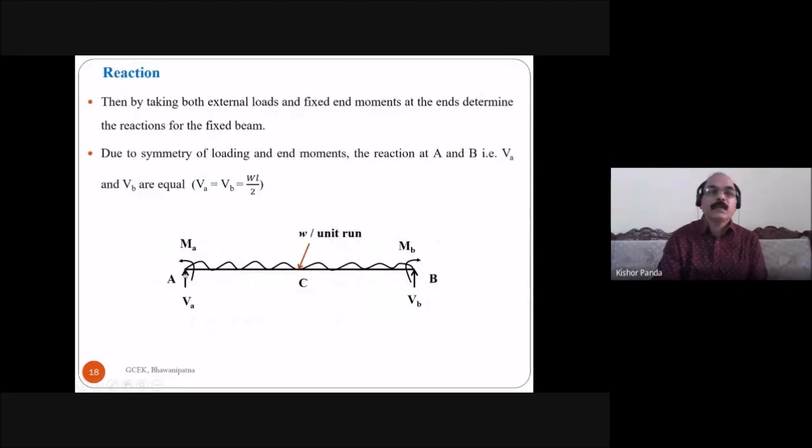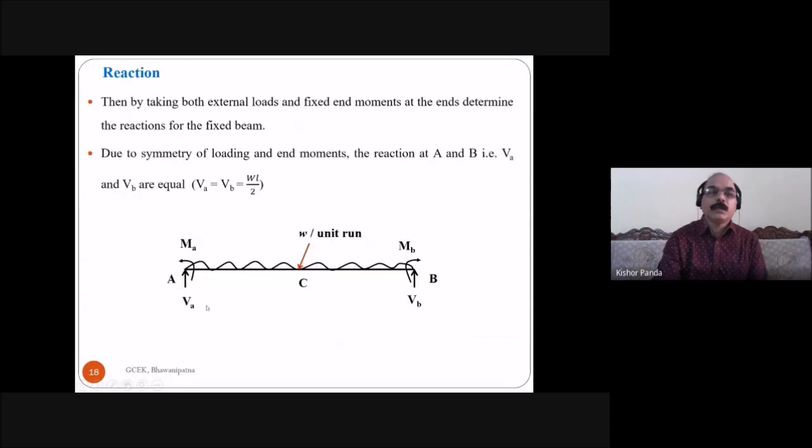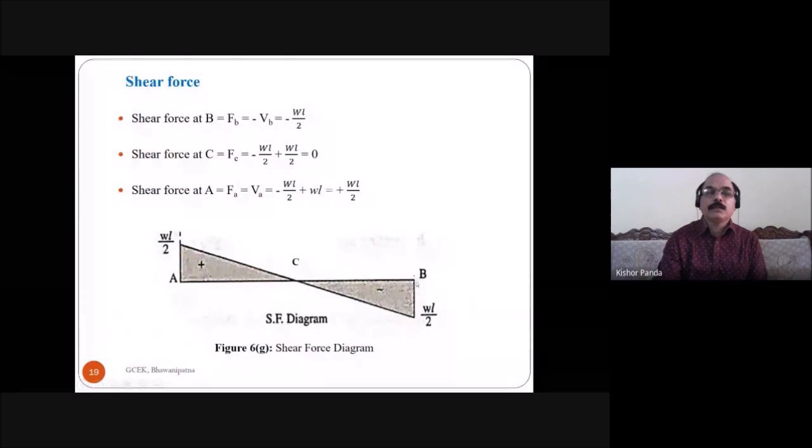Then what is the shear force at A? This is minus WL by 2, and the total load is plus W into L. Minus WL by 2 plus W into L is equal to plus WL by 2, which is the vertical reaction at A. Then you can plot the shear force diagram.